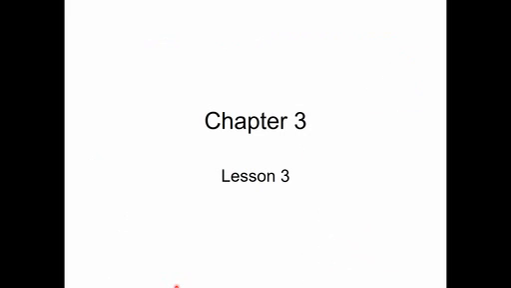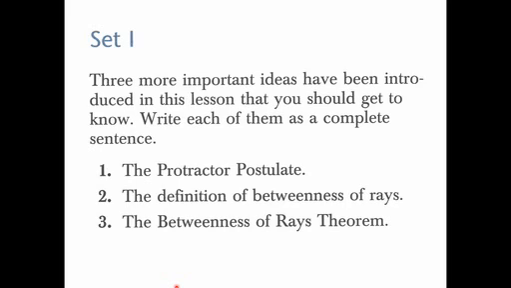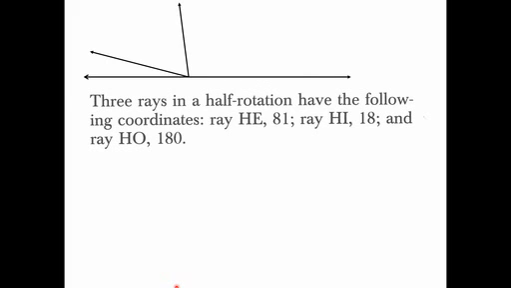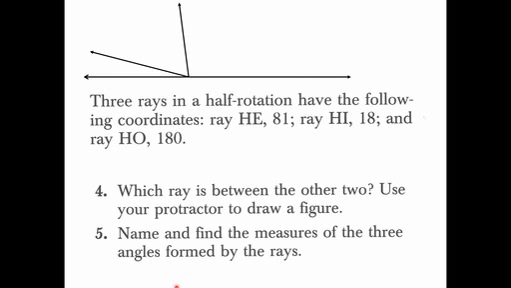All right, so here we go with a problem set. Going to be real similar to the one of the previous lesson. Stating these sentences. He needs you to have these in your head, get them memorized. Three rays and a half rotation. You can see them up there, have the following coordinates. Try to put the letters in there before I put mine up there. There are 2 questions about it. Which ray would be between the other 2? Hopefully you know all you need to do is take a look at the coordinates and figure that out. Then name and find the measures.